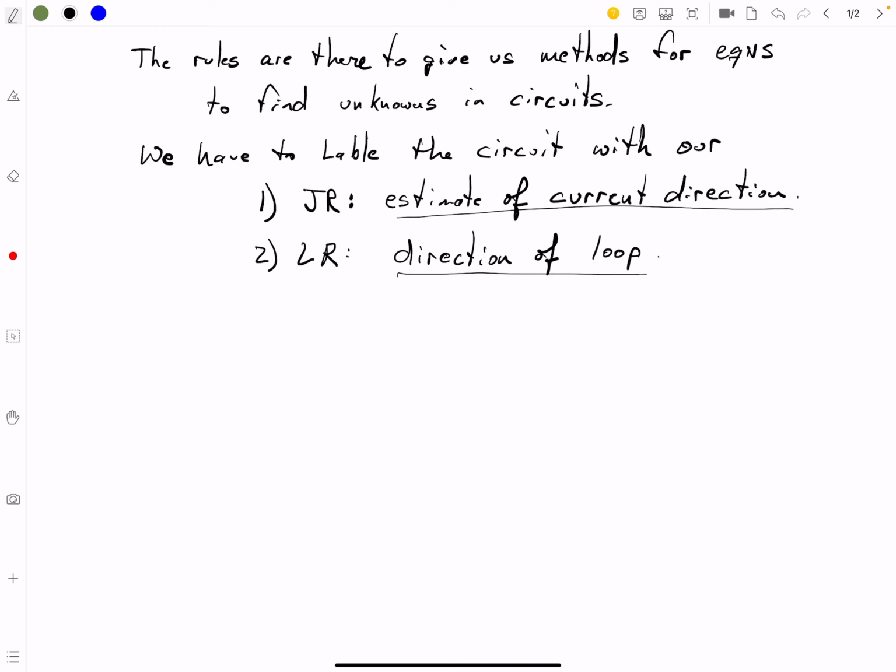Let me talk a little bit more about when you're going across a resistor. And here we go. Here's a resistor. We're going to say that the current is going in this direction.